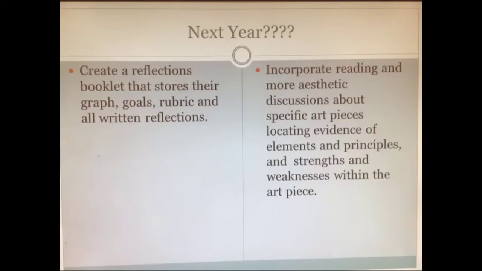Next year, I'd like students to have a booklet for their reflection writing where they would store their reflections, their graphs, and goals. I would also like to incorporate more reading and aesthetic discussions so that students are using and seeing art terminology and vocabulary. I am also going to look at the Common Core goal for literacy, writing history, science, and technical subjects, grades 6 through 8, to allow for me to incorporate Common Core standards.